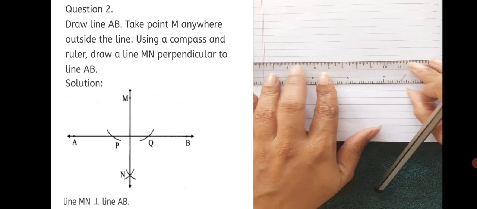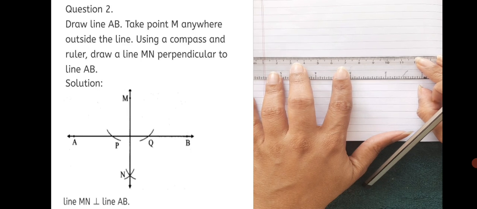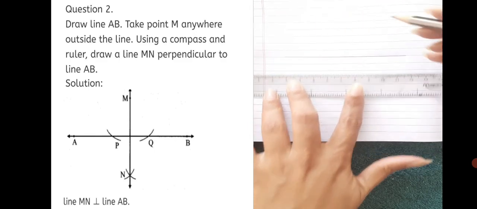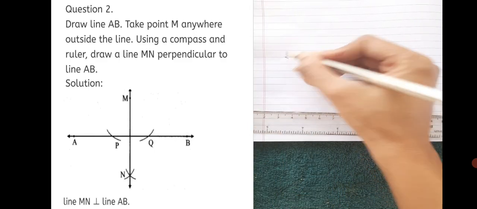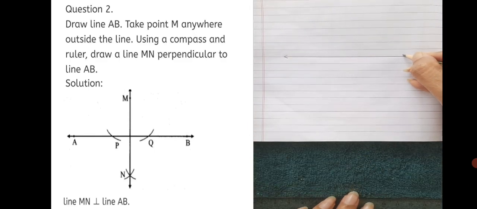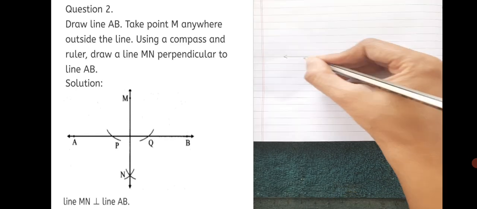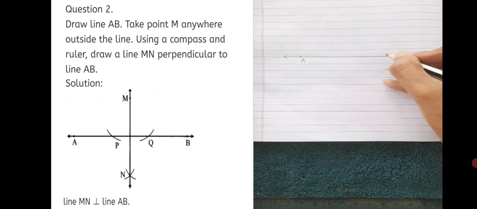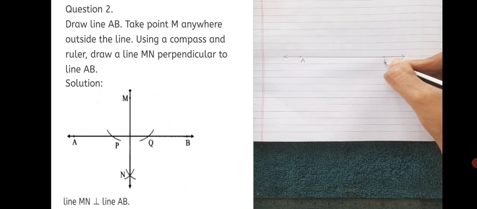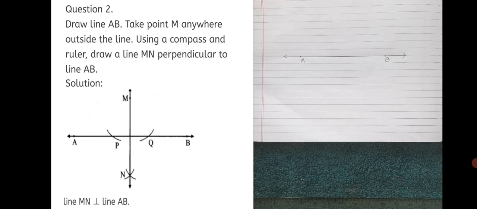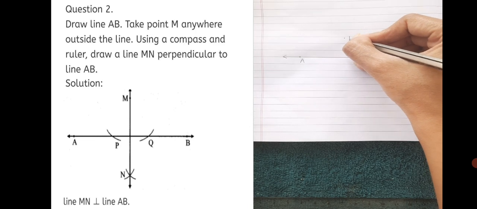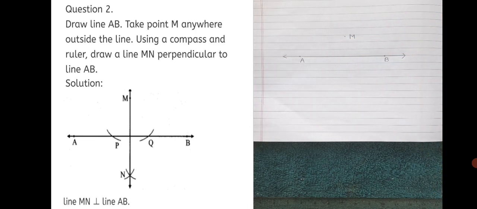First, we will take a scale and a pencil to draw a line AB. In the question it is mentioned, draw line AB. So we will have to name the line as A, B respectively. Point A on one side and point B on the other end. This forms a line AB. Now take point M anywhere outside the line. So anywhere outside the line, we prefer to take it on top. So we take point M on top outside the line.